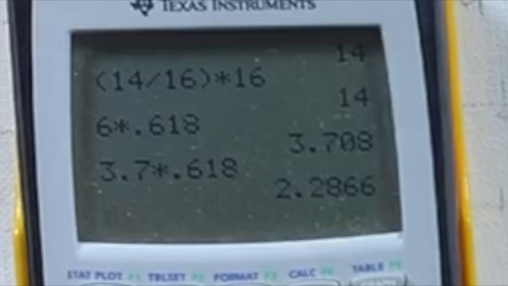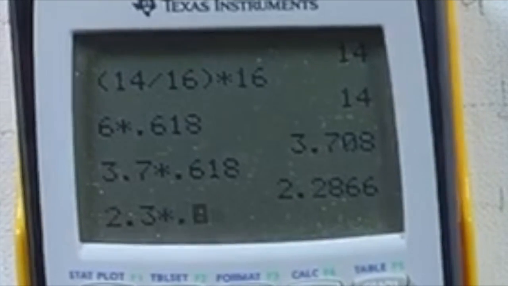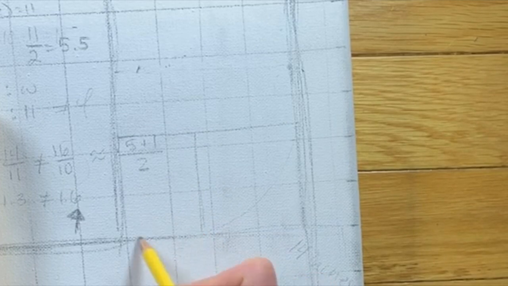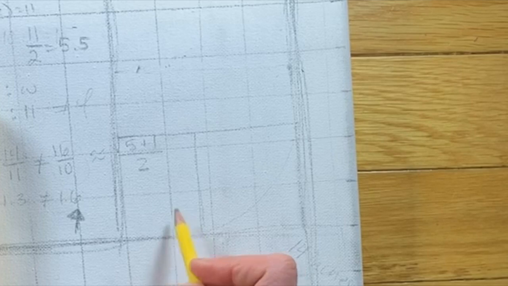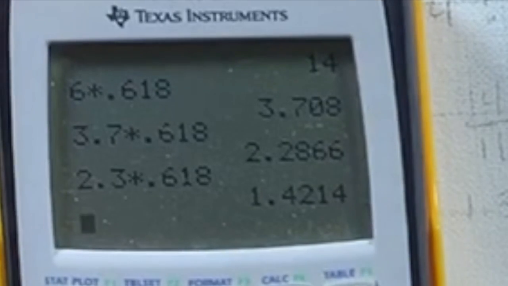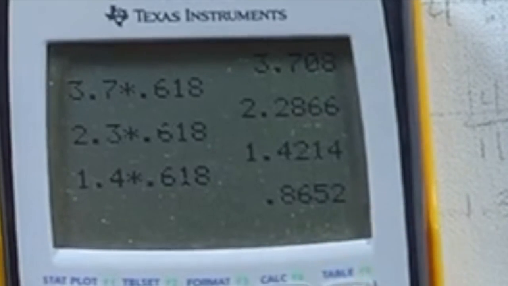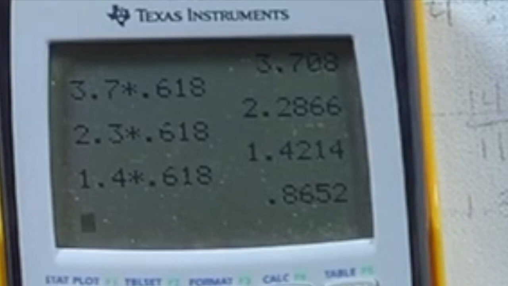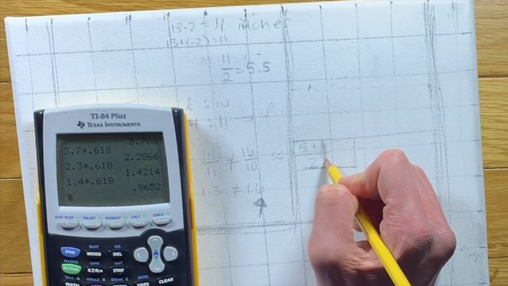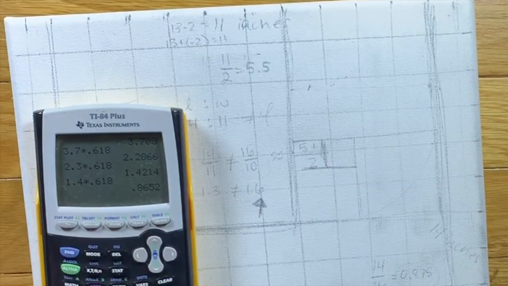Okay, good. This is going to be 2.3 times 0.618, which is 1.4, which is what it looks like about. We're a little off, but that's okay. And then 1.4 times 0.618 is about 86% of a unit. So that makes sense, it's about there. We actually went further than the drawing did.